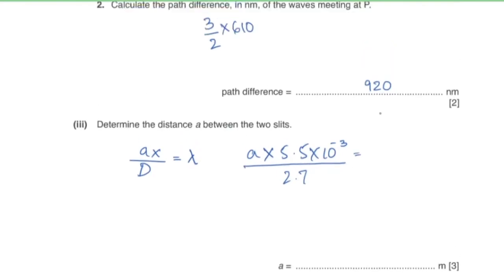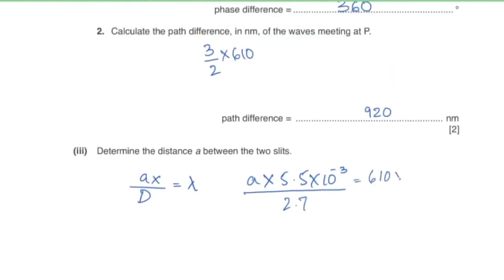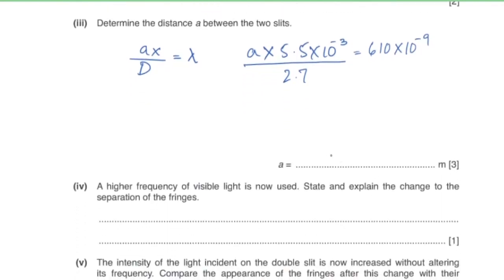And our wavelength is 610 into 10 to the power of -9. And so a is equal to 3 into 10 to the power of -4 meters. Part 4, a higher frequency of visible light is now used. State and explain the change to the separation of the fringes.